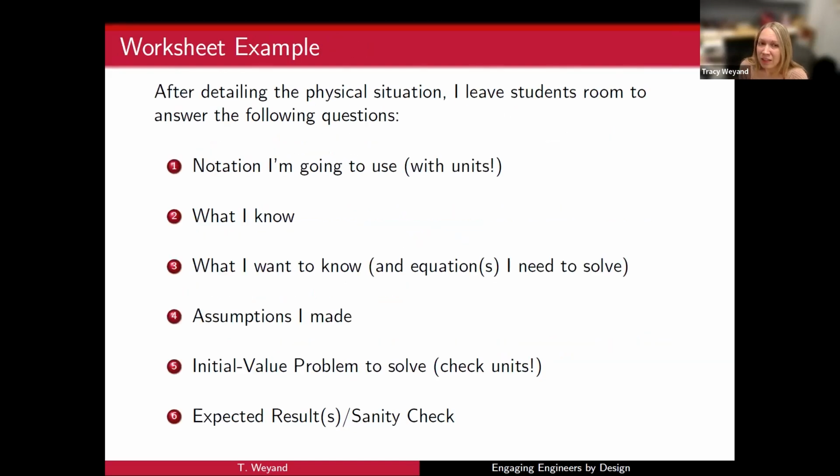That first week, here's what a typical one of my worksheets looks like. I first give them a description of a physical situation and then go through and ask them these 6 questions, leaving plenty of room for them to fill in the blanks in between. The first one we do together, and then after that, I have them work in groups and pairs to figure out what they think the answers to these 6 questions are, how they can set up the problem and the solution technique before they actually know how to solve it.